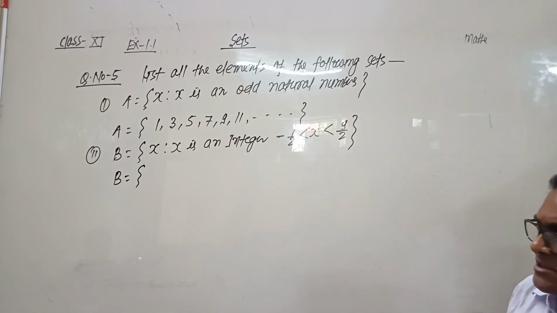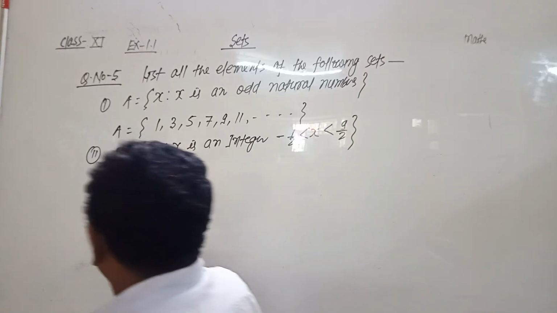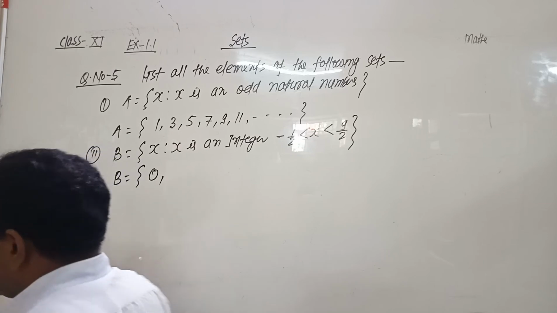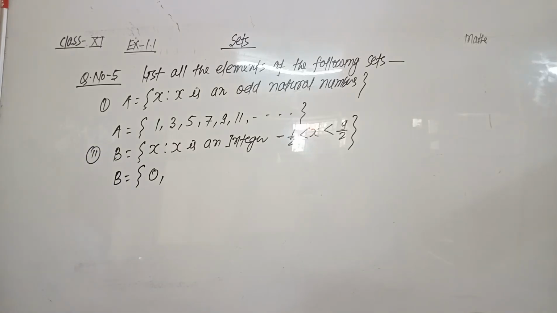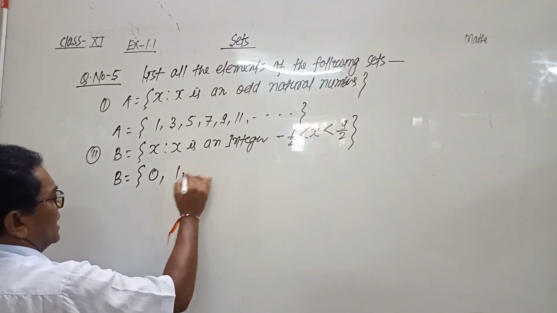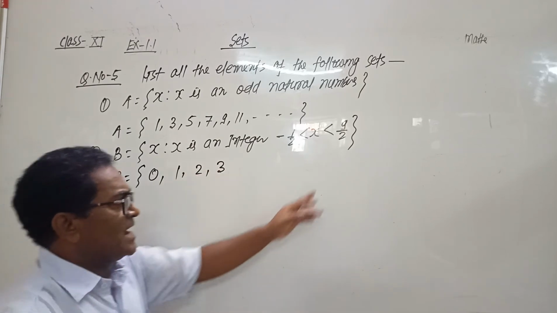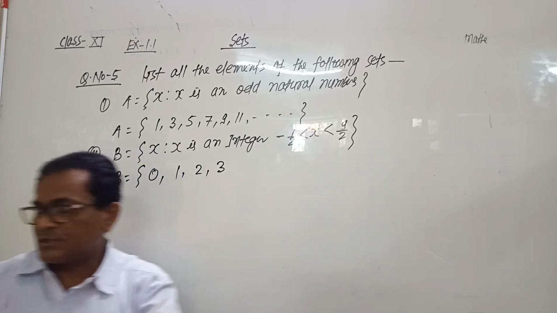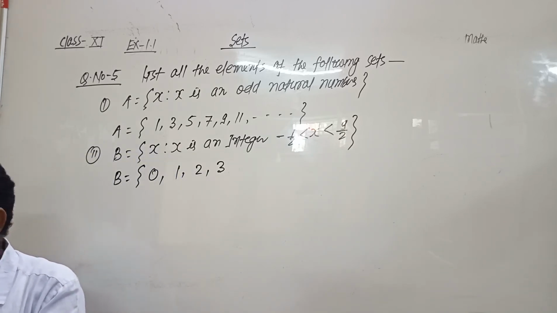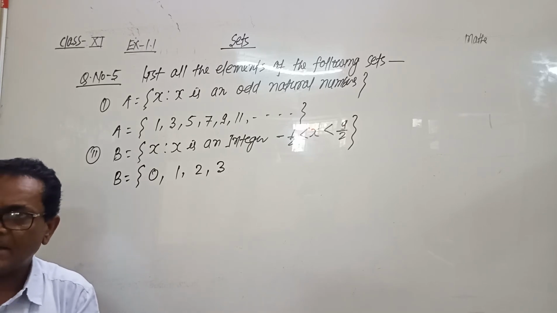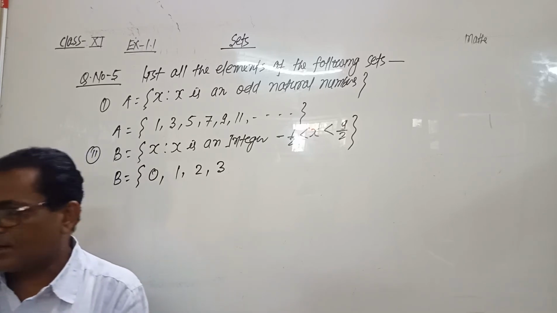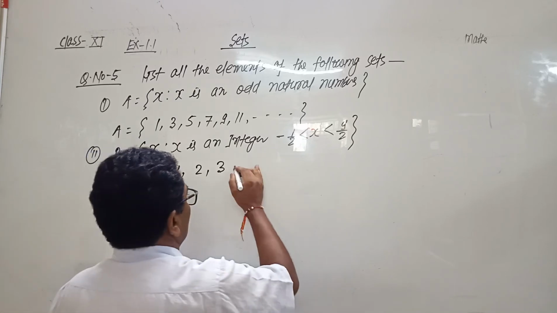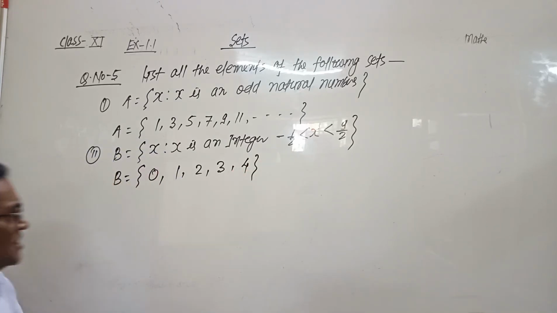What is the value just greater than minus 0.5 which is an integer? That is 0. So 0, 1, 2, 3 and 9/2. The value of x should be less than 9/2. 9/2 means 4.5 and 4.5 is not an integer. So the value just less than 4.5 which is an integer is 4. So the result is 0, 1, 2, 3 and 4.